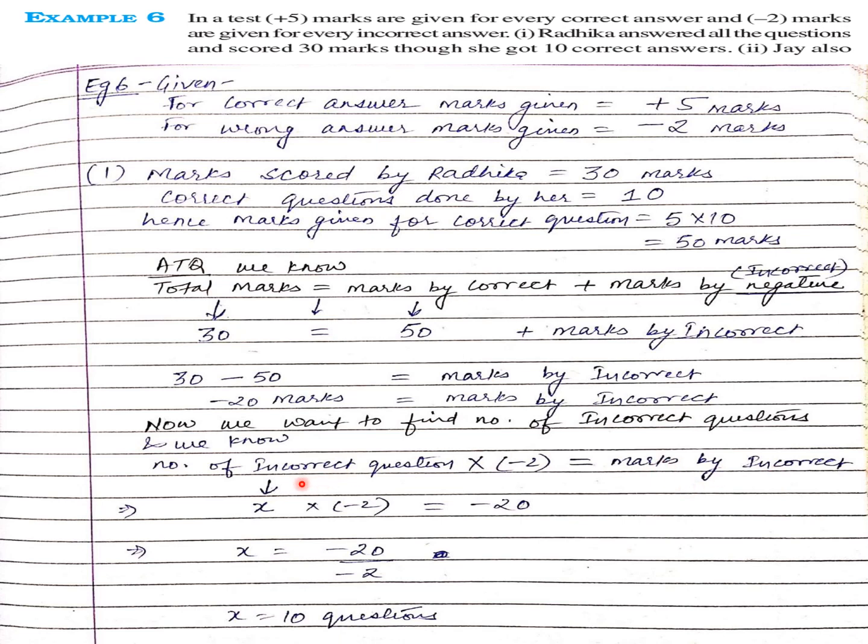So this is unknown. I have taken it as x. x multiplied by minus 2 is equal to minus 20. Now this minus 2, when it goes to that side, comes in division. Why? Because here it is in multiplication. So x is equal to minus 20 divided by minus 2; minus minus cancel, 2 tens are 20. 10 questions were done wrong by her. Okay, now we will see the second part.